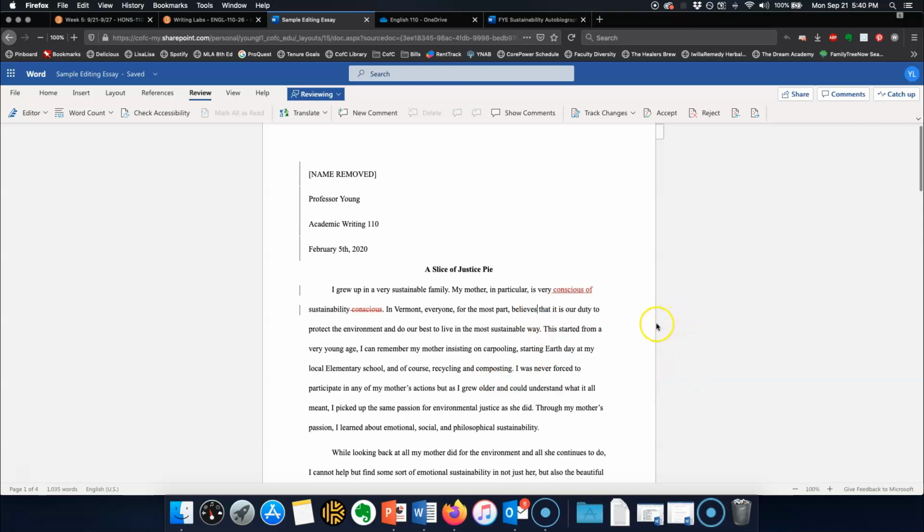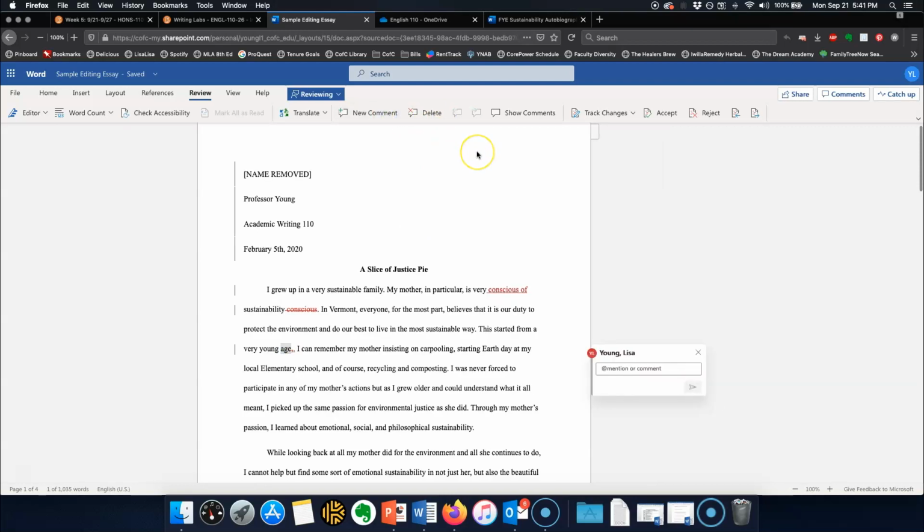And then it says, in Vermont, everyone for the most part believes that it is our duty to protect the environment and do our best to live in the most sustainable way. This started from a very young age. I can remember my mother insisting on carpooling. So this is a run-on sentence. So I would shorten this, put a period there, and then I might even make a comment. You can always make comments to your partners. And I would say, I put a period here because this is a run-on sentence. And then you have to make sure you post a comment right there.